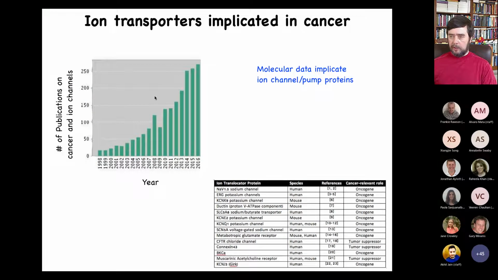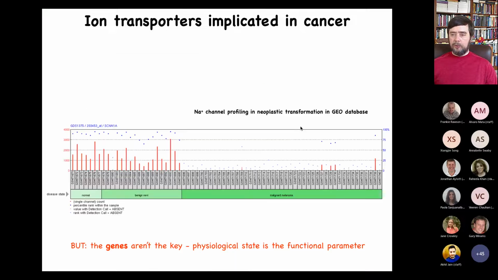These data are actually quite old. I need to now at this point update them. But you can see here that the field of ion channels in cancer is growing quite nicely. There are now over a dozen genes that are ion channel type genes that are known either oncogenes or tumor suppressors. And people do things like this. You can see that during progression. So this is just data from the GEO database. During progression, there are very clear changes in, for example, ion channel expression.